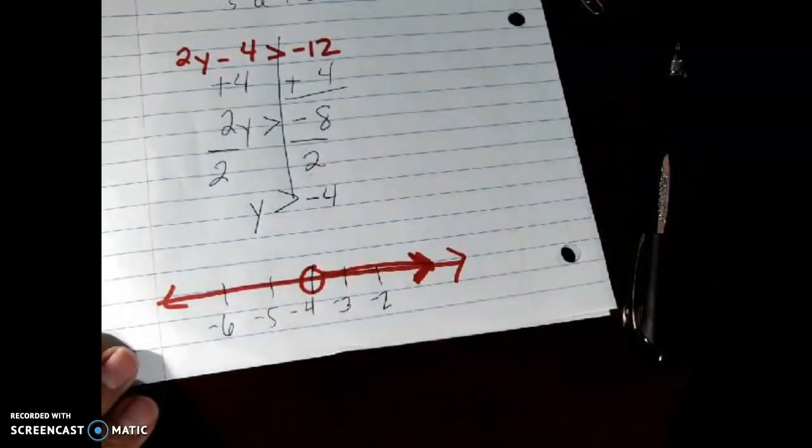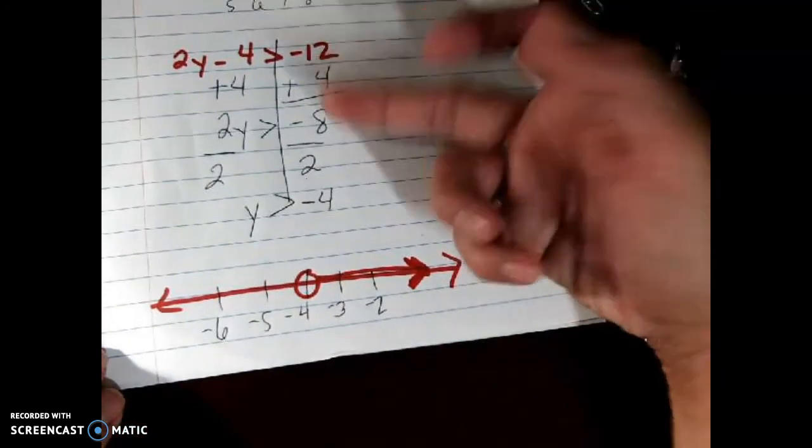Okay, now try the problems on your pod. You're going to work it out and draw the number line.